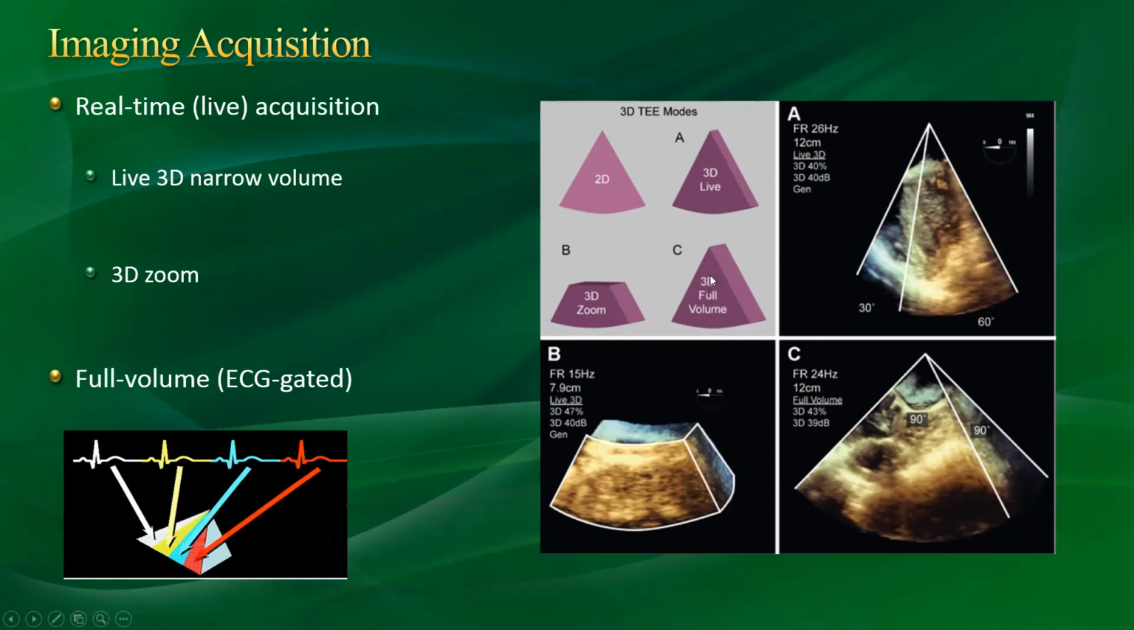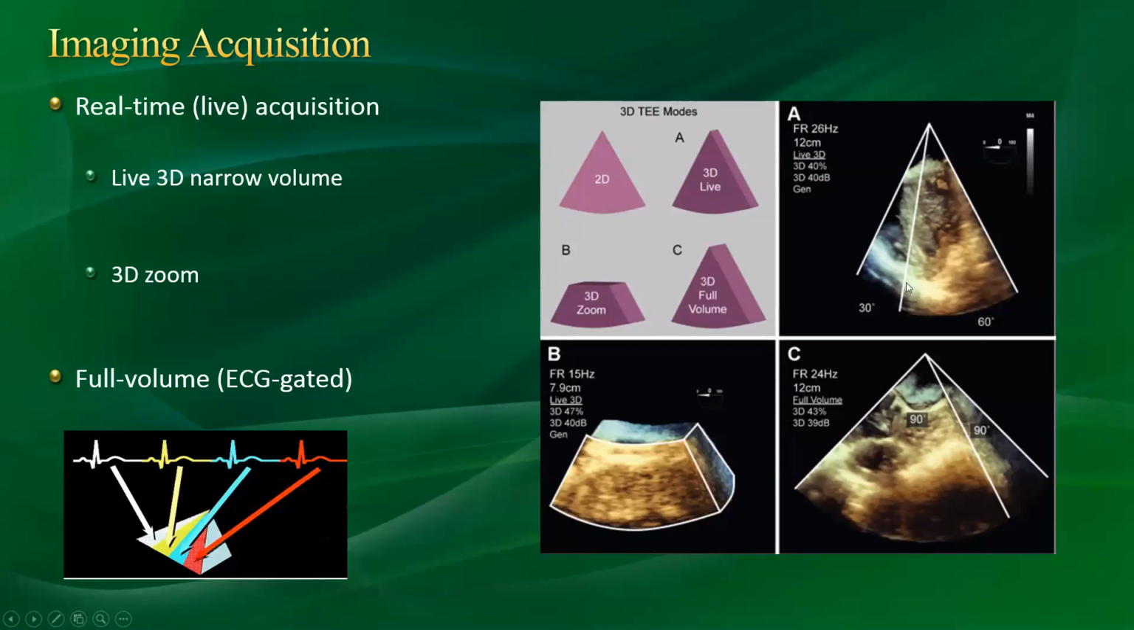So for the full volume, it's usually a large sector. You can see here, it's 90 by 90, a large data set. You cannot do that live. You have to have it ECG gated. You can do it through 2 beats up to 6 or 7 beats, and with every single beat, you take one sample of that data set. The problem with that is we end up with a stitch artifact, but it helps you a lot, especially when you do volume assessment.